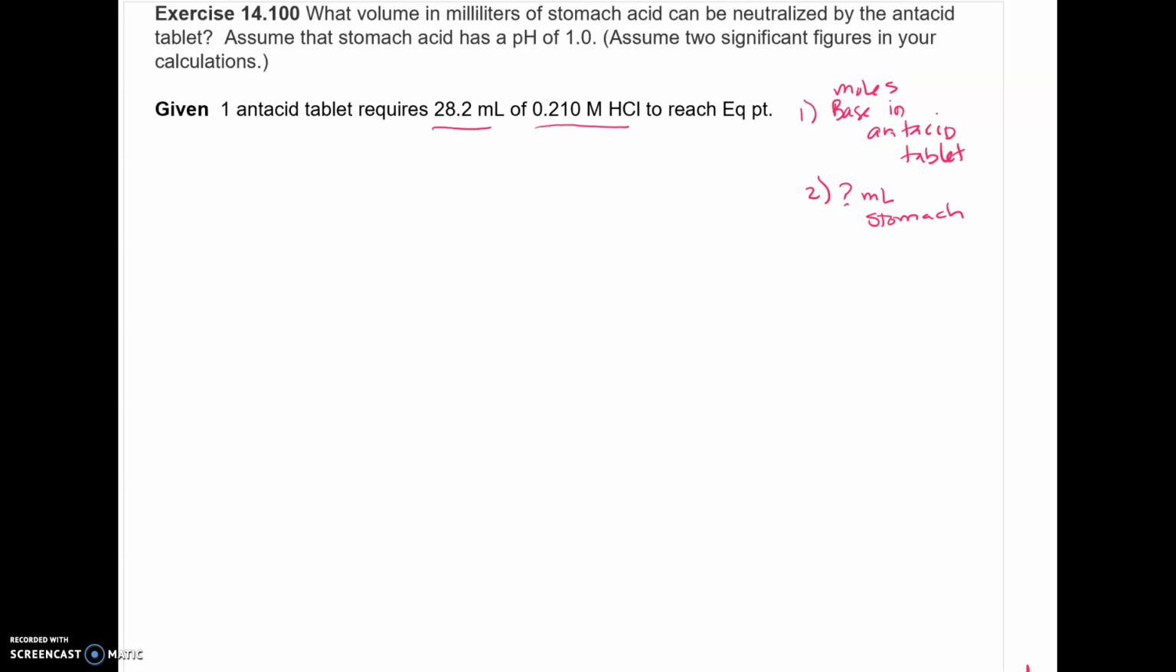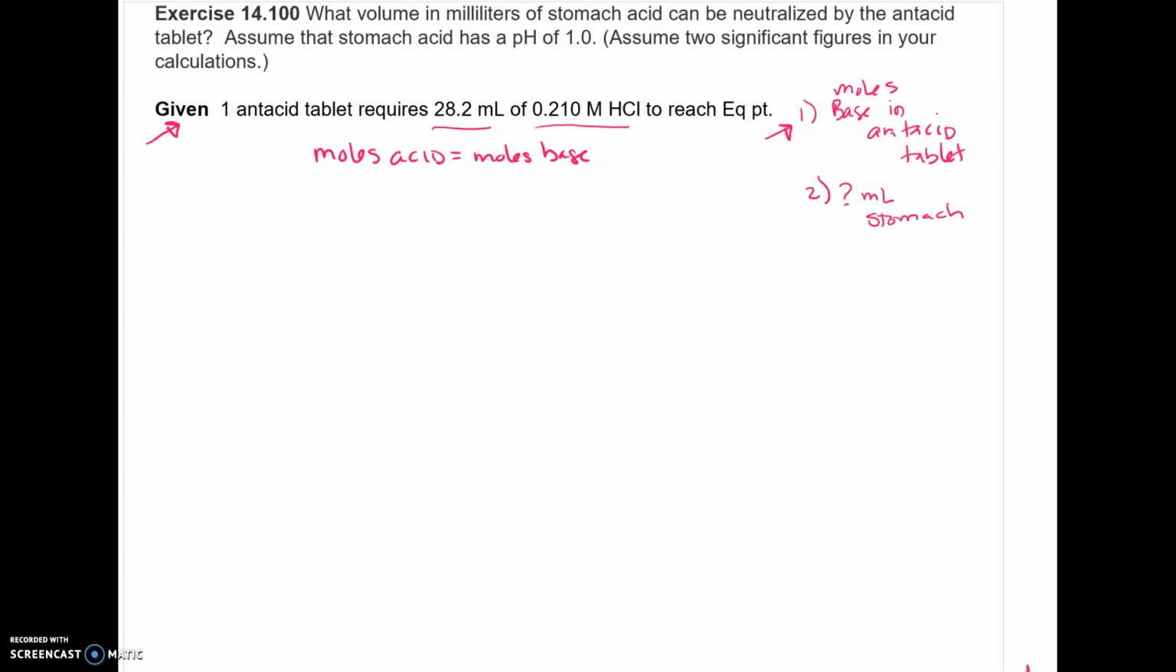A couple things to remember: at an equivalence point, the moles of acid equals the moles of base. So there are going to be times when I go from talking about acid to base and I'm going to be using the same number, and it's because it's at the equivalence point. Okay, so for one, I'm going to calculate the amount of base in the antacid tablet, and for that I use this information.